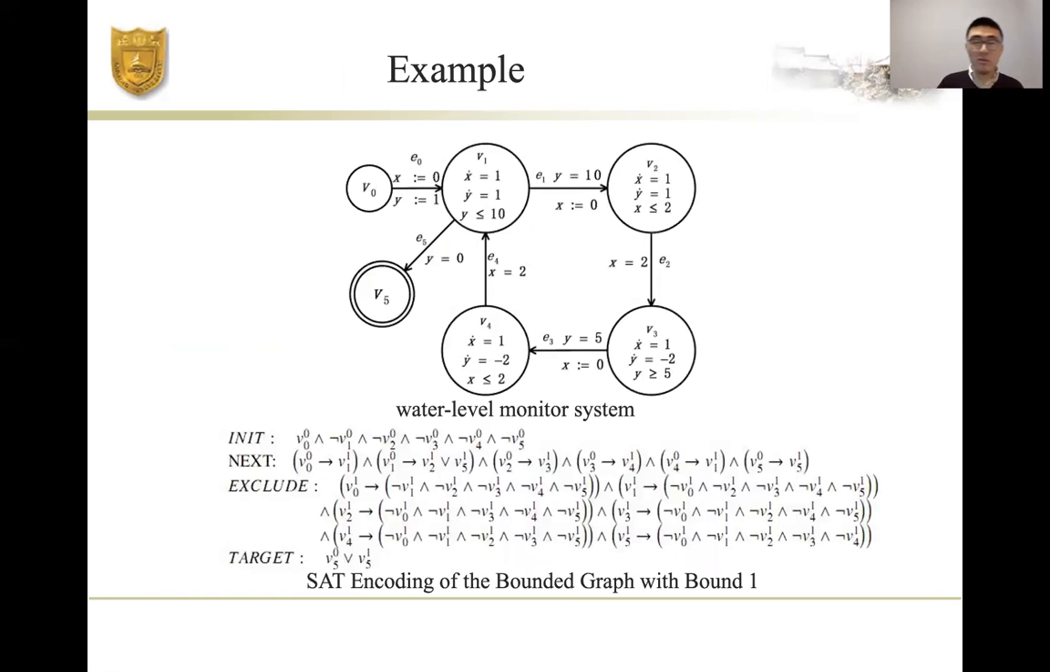Still using this example, the water level monitoring system, for the first step, V0 should be true and the other locations should be false. They cannot be true in the first step. And for the next, if in the first step you are in V0, it means the next step you could be in V1, right? And if in the first step you are in V1, it means the next step you could be in V2 or V5, because it has two successors, V2 and V5. And our target is that you are in V5 either in the first step or in the next step. That's the SAT encoding of the bounded graph structure of the system with bound 1.